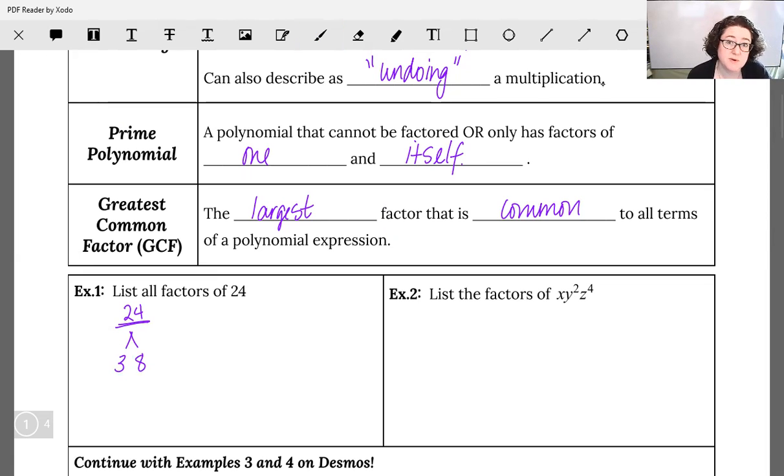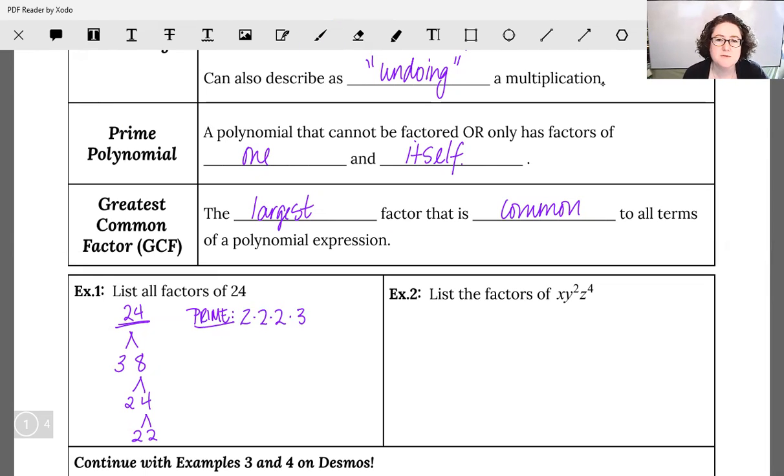I can't break down my 3 anymore, but I can break down my 8 into 2 times 4. And that 4 breaks down even further as 2 times 2. So if I was going to list all the prime factors, then I would be just listing the numbers that are at the ends of the factor tree. So I had 3 2s at the end, and I had 1 3.